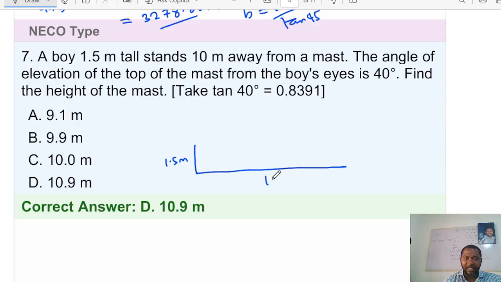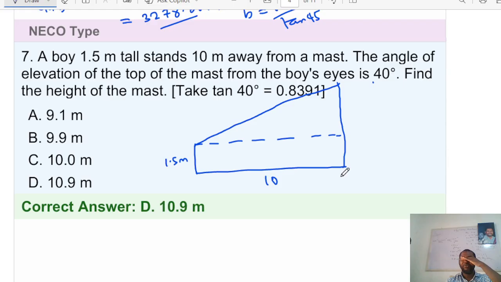So this is 10 meters and this is the mast. A mast is definitely bigger than the boy, taller than the boy. The angle of elevation of the top of the mast from the boy's eyes, is this the boy's eyes, is 40 degrees. So you are going to draw a straight line from here to the top, right? And remember, you will draw a horizontal line. In elevation, you must have the horizontal line, then you will have the line that goes up, right? And the elevation, this is the elevation, is 40 degrees.